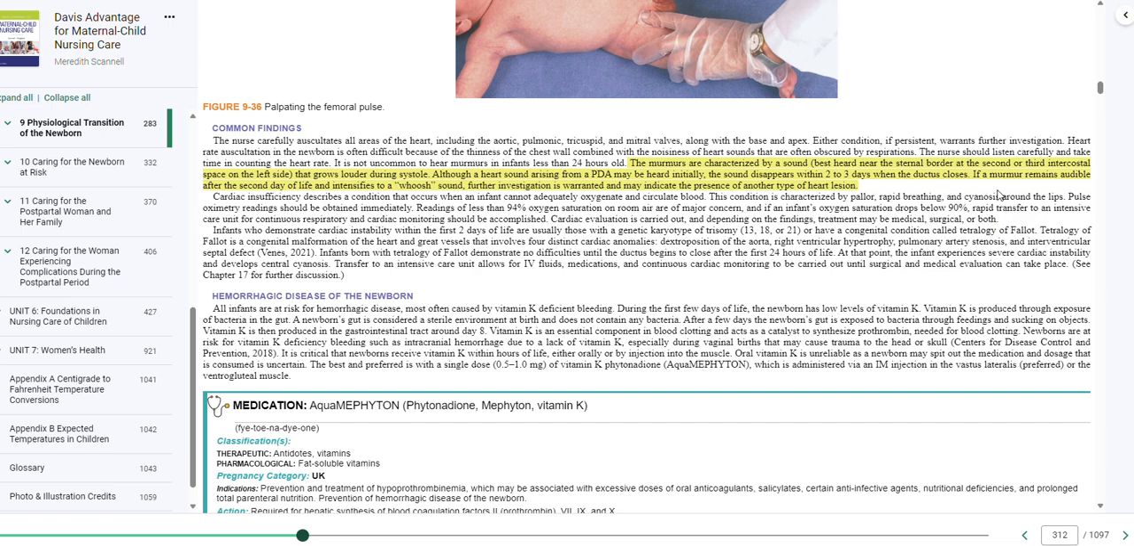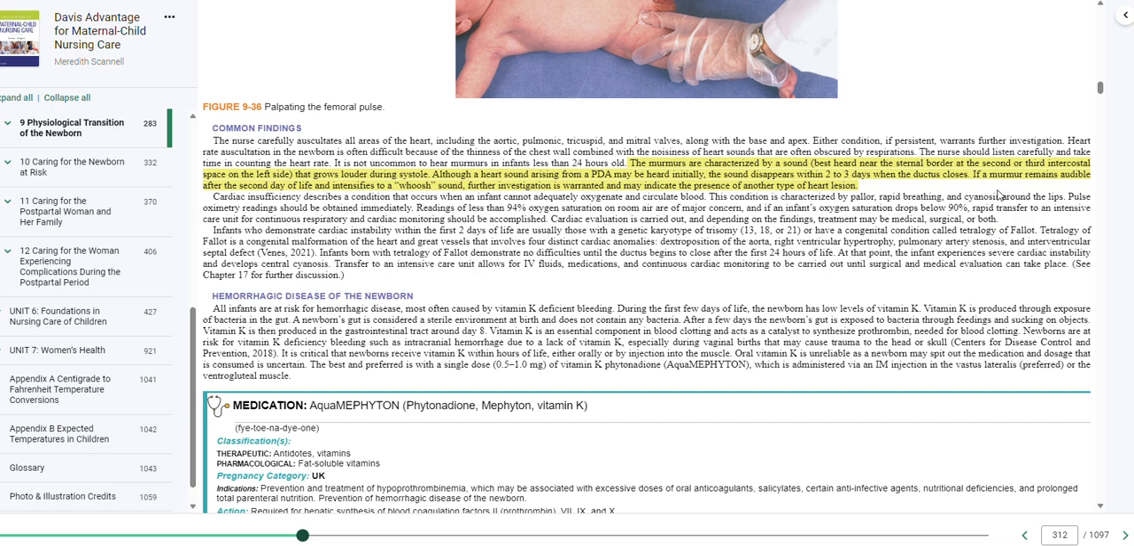A lot of times, 99% of the time, when a baby has a murmur and it's heard by several nurses, because we all get together and we all check behind each other. That's what nurses do, right?